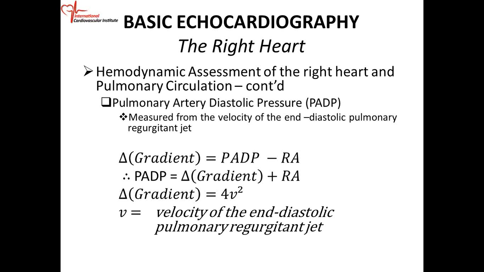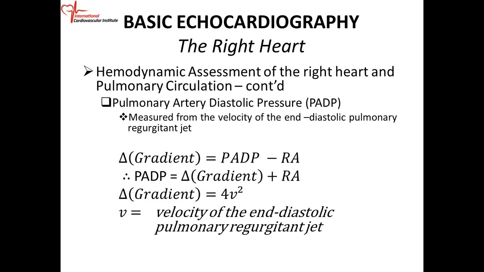So the 4V squared, which is the end diastolic velocity, that's the gradient. So to get that end diastolic pressure, you're going to add the right atrial pressure to the gradient. Right? So it's 4V squared plus RAP. Okay, so all you have to do is have the right atrial pressure, and I've shown you how to get the right atrial pressure.